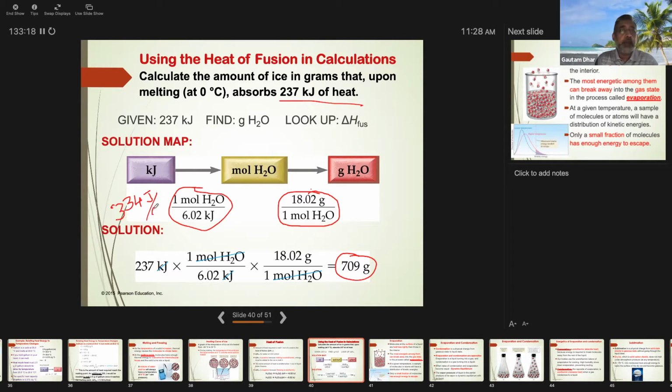So if I give you this, then how do you calculate? 237 kilojoules. Now, kilo is 10 to the power 3, so you have to have everything in joules. So we'll write 237 times 10 to the power 3 joules. And my heat of fusion is 334 joules per gram.